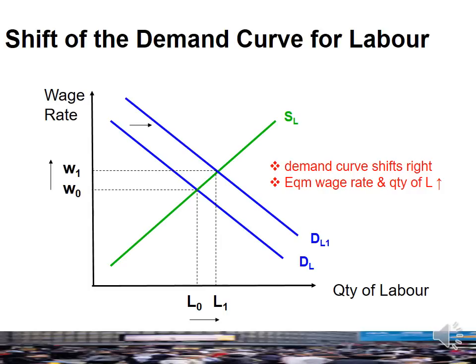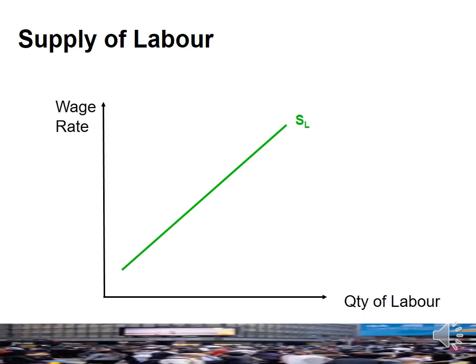This is our supply curve for labor. It is an upward sloping supply curve. When the wage rate is very low, we don't feel like working, so the quantity of labor is very low. When the wage rate is high, we want to supply more labor. That means we want to work because the wage rate is higher. So an upward sloping supply curve reflects our supply of labor.